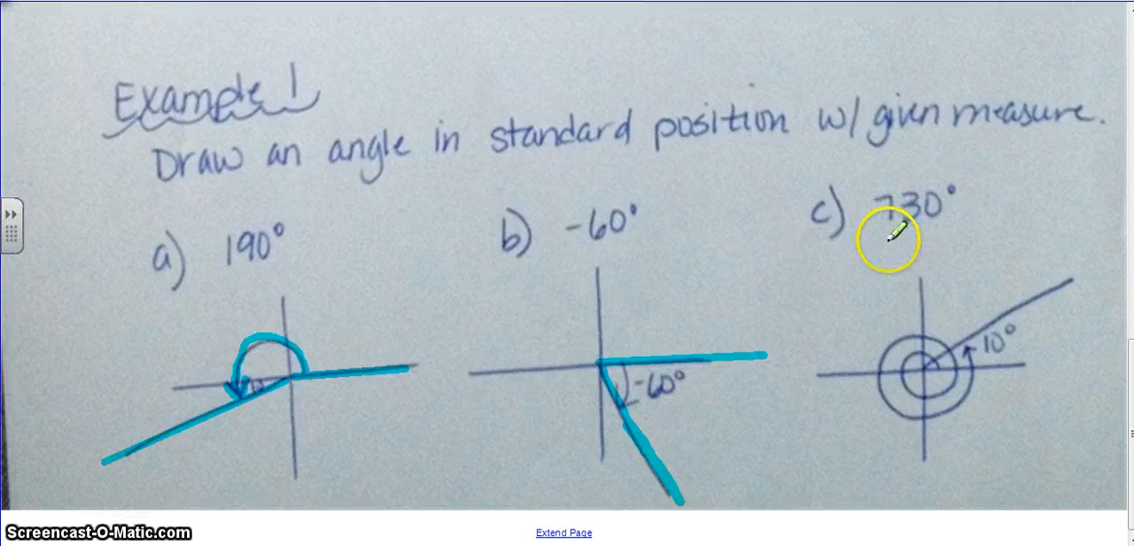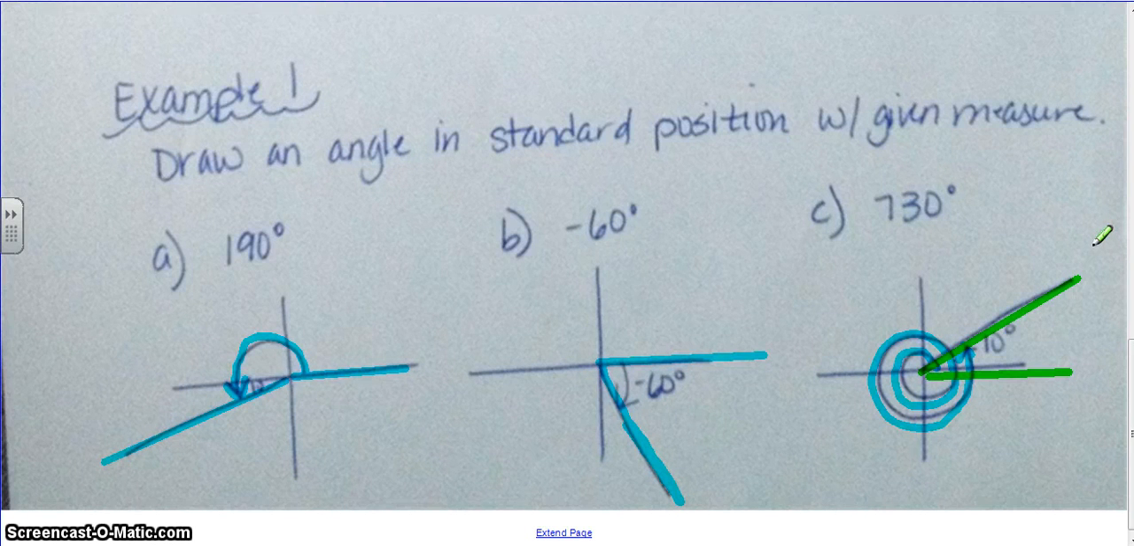Now here I've got 730 degrees. With the 730 degree angle, I'm going to go counterclockwise. So if I go once around, I'm at 360. Go around again, I'm at 720, and I need to continue another 10 degrees. So once again, this was my initial side. This is my terminal side.